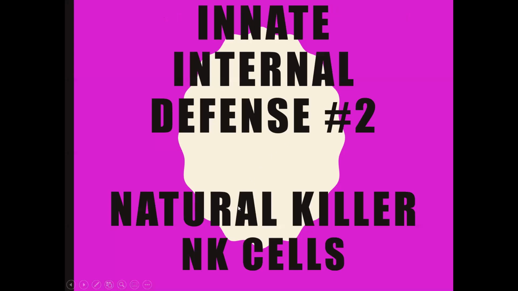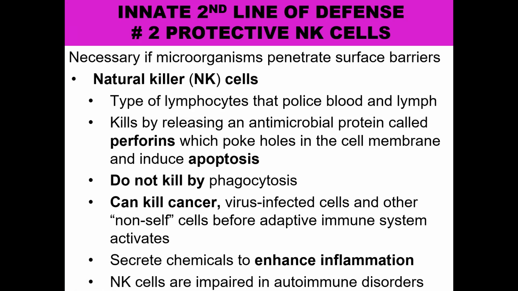All right, now let's look at these NK cells, natural killer cells. That's a great name for a cell, don't you think? These are cousins of the lymphocyte. So they are a type of lymphocyte, and they are like the police. They are constantly circulating throughout the lymphatic system and the blood, searching for things that aren't supposed to be there.